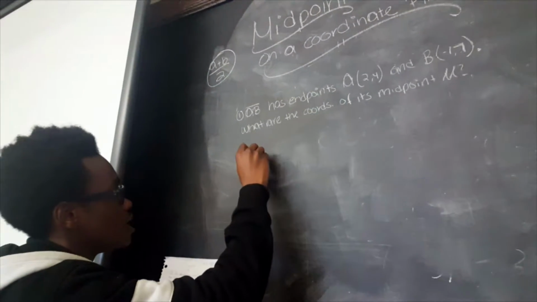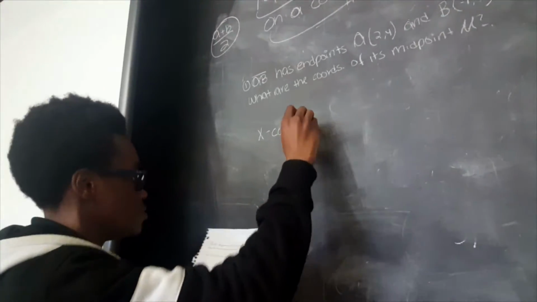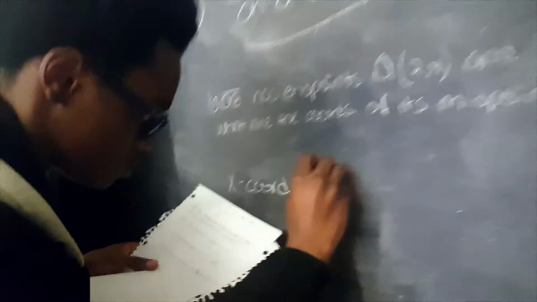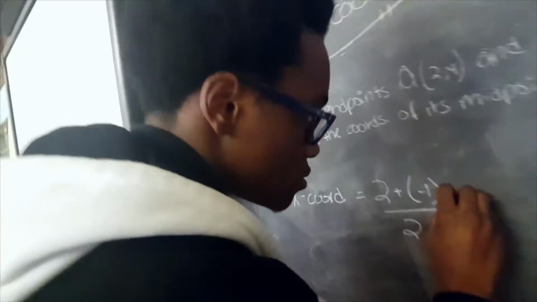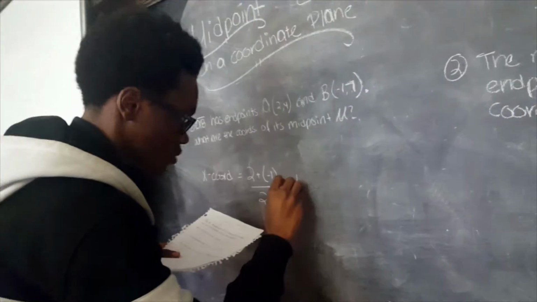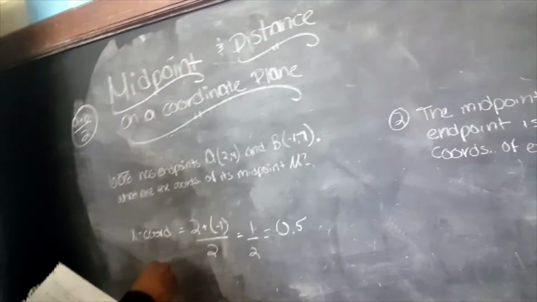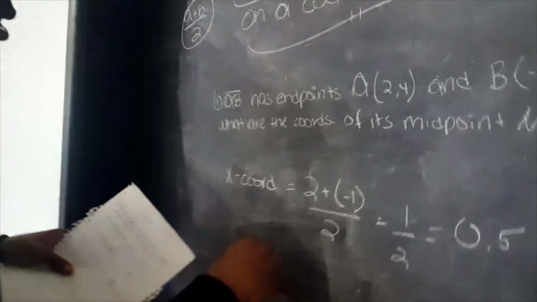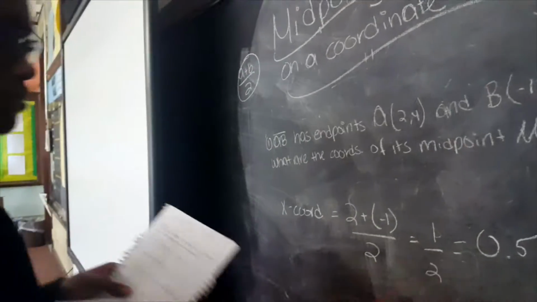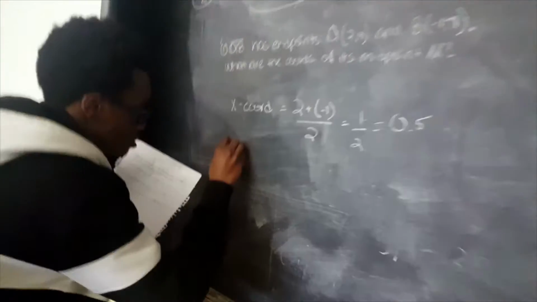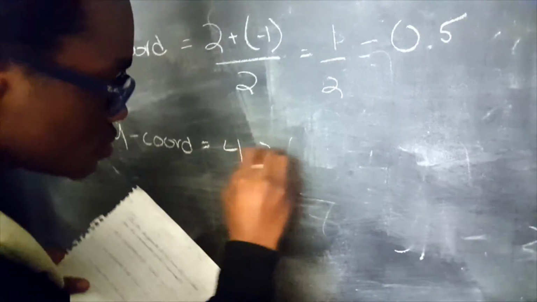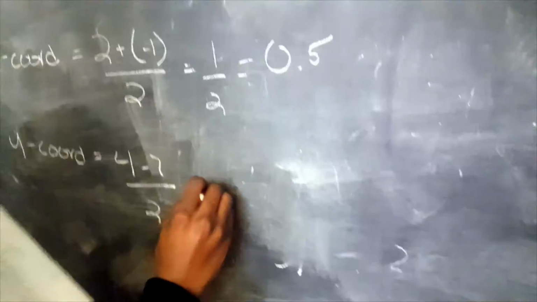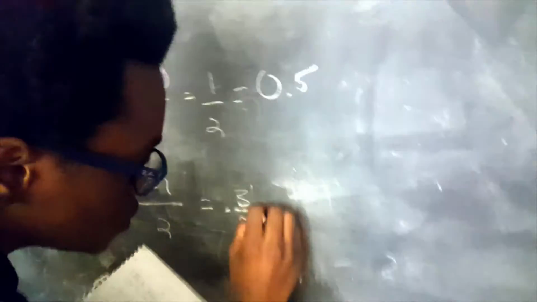you would need to find the average of the x coordinates, which would be 2 plus -1 over 2. That would be equal to 1 over 2, which is a half. Because this is a -1, it would change the positive sign to a negative, so it would be 2 minus 1 over 2 to give you the half. And for the y coordinates, it would be 4 minus 7 all over 2. That would give you -3 over 2.